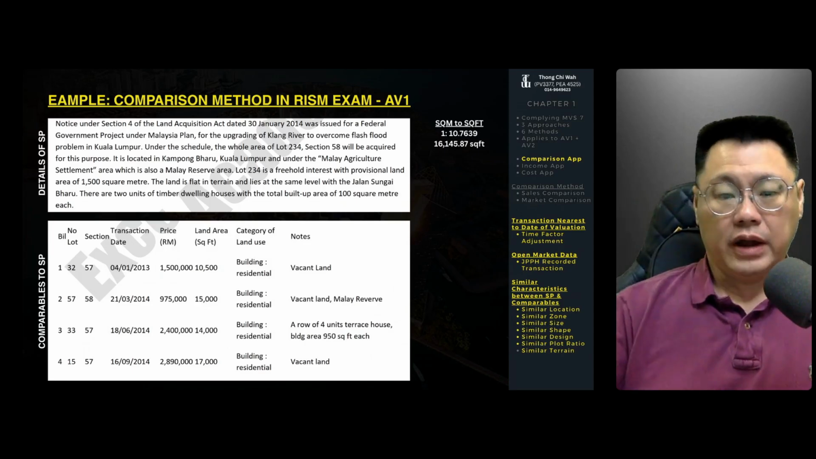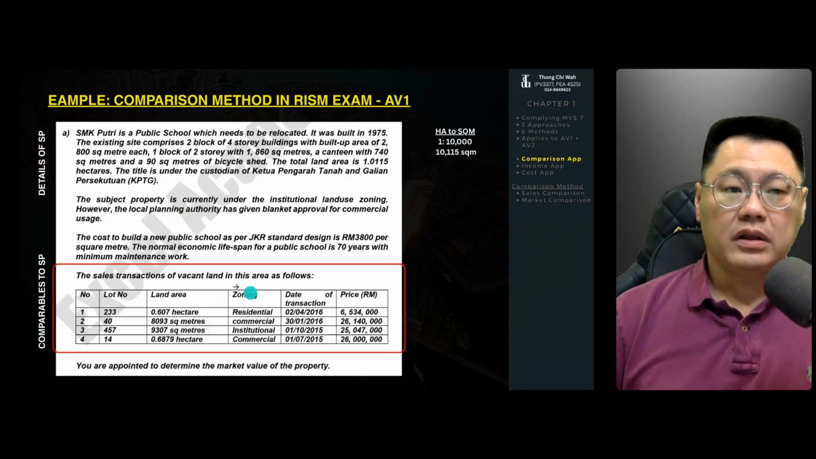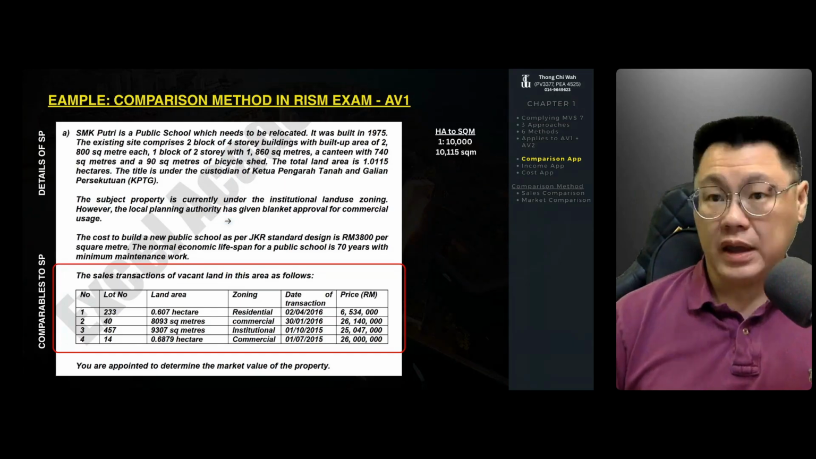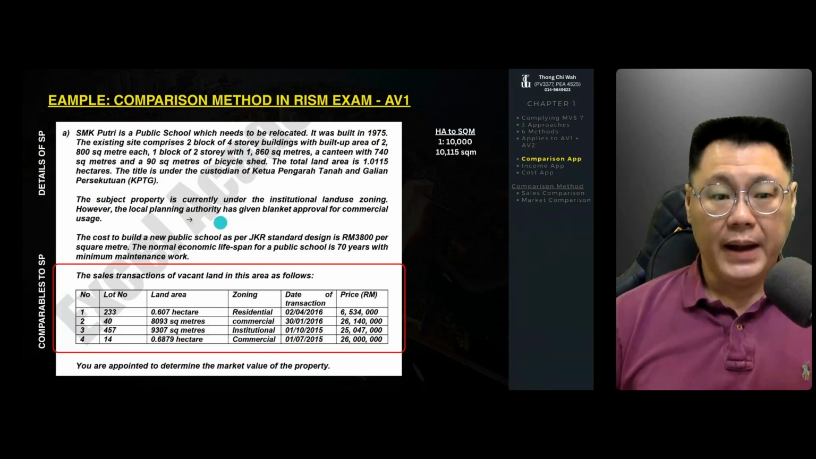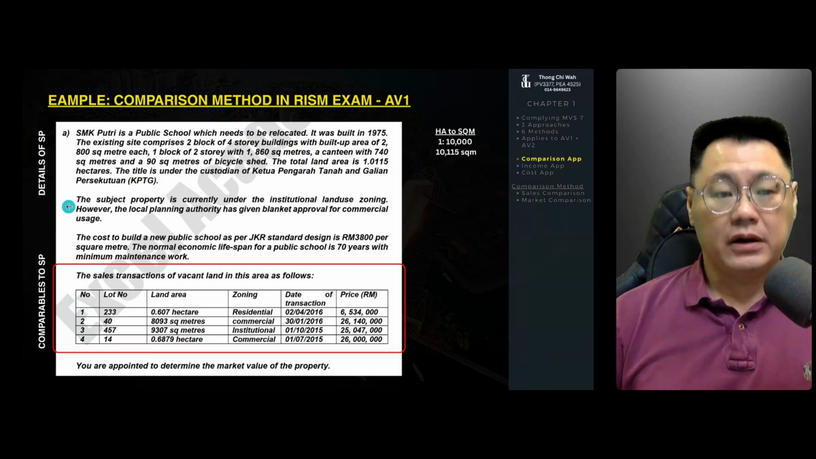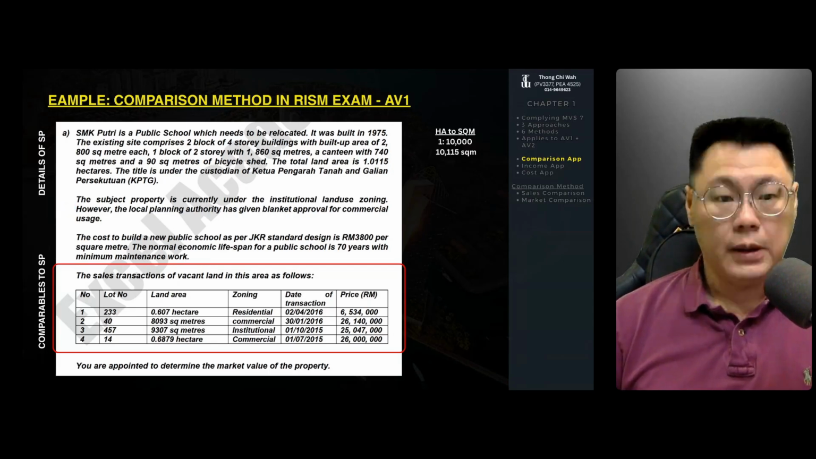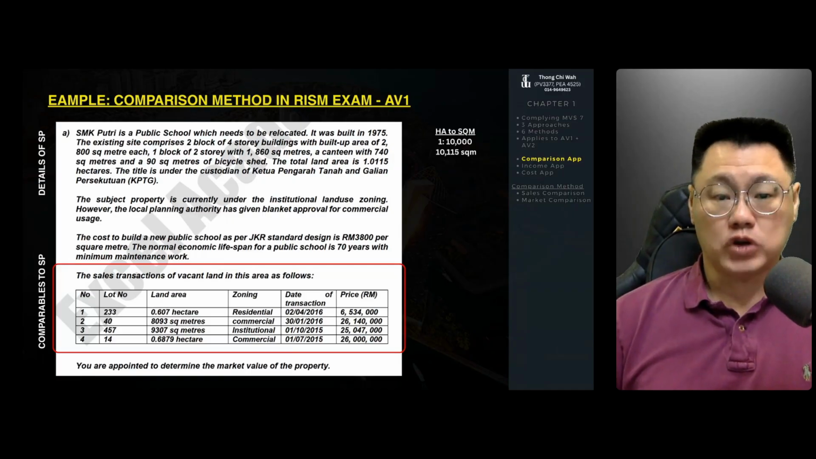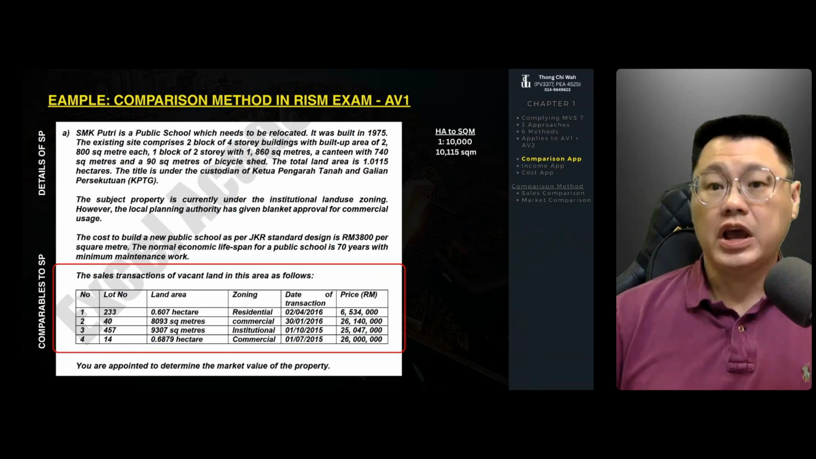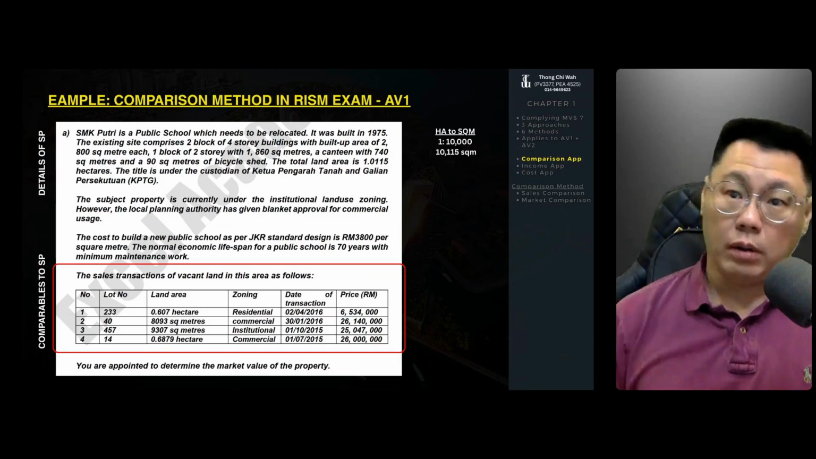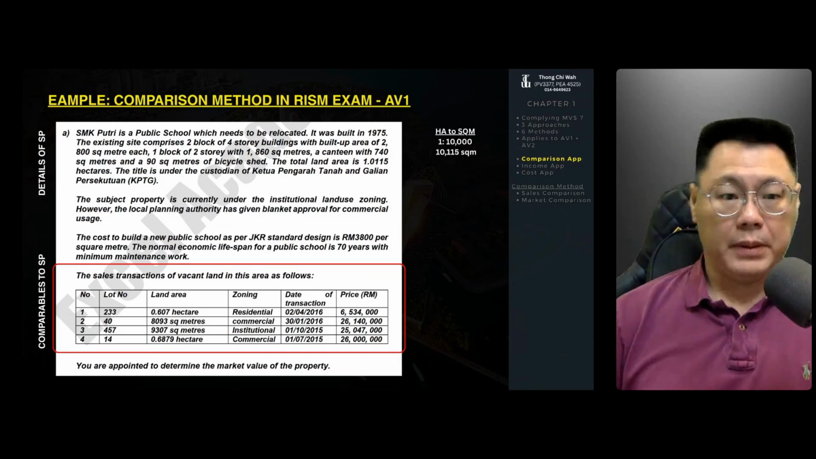Now, look at the next one. This one is Sekolah Putra. It used to be an institutional land, but here is the catch. The subject property is currently under the institution land use zoning. However, the local planning authority has given blanket approval for commercial use. Now, the land use has changed to commercial, so it becomes open market.